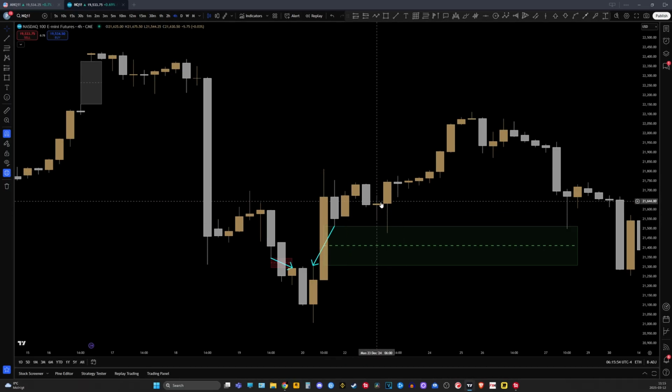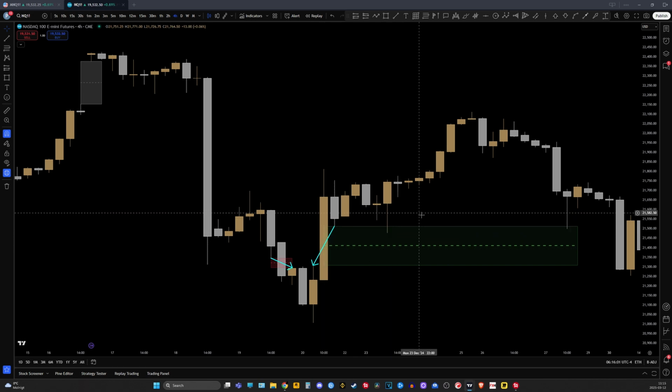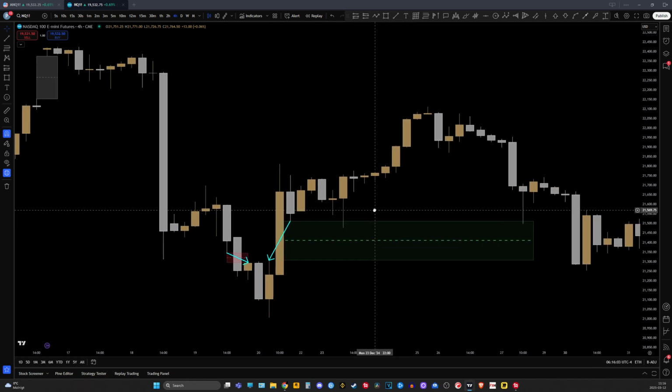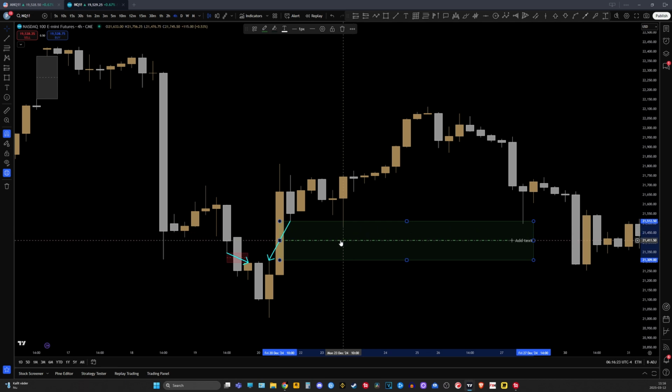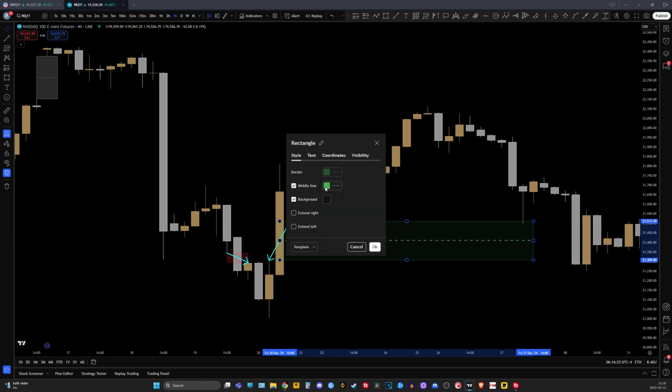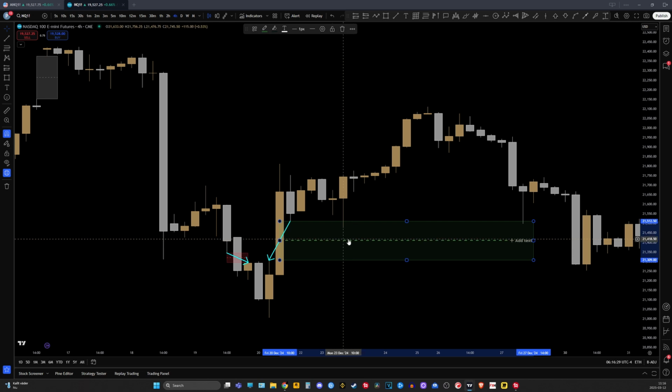So we've already established that these inefficiencies often get revisited. So what can we say about that? Well, fair value gaps are like a zone on the chart, a point of interest. And you can see here, I've used the rectangle tool on TradingView, and all I've done is I have the middle line, and that shows us the 50% level of the fair value gap. Now that 50% level of a fair value gap is referred to as consequent encroachment. And that is basically just a fancy way of saying the middle.